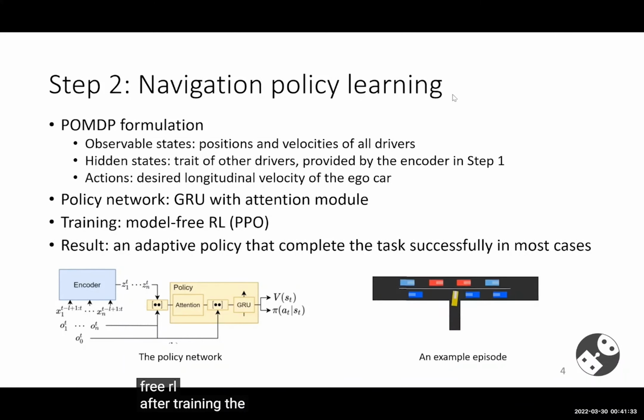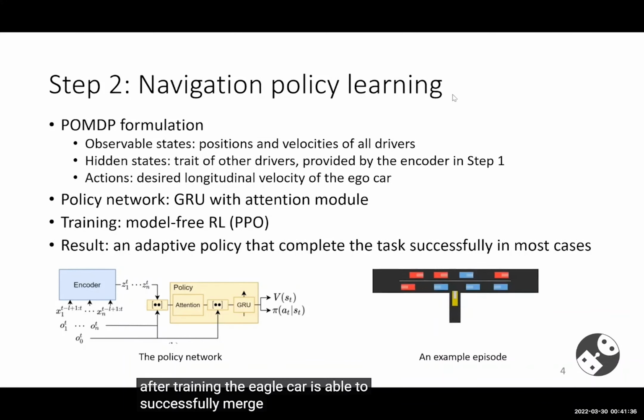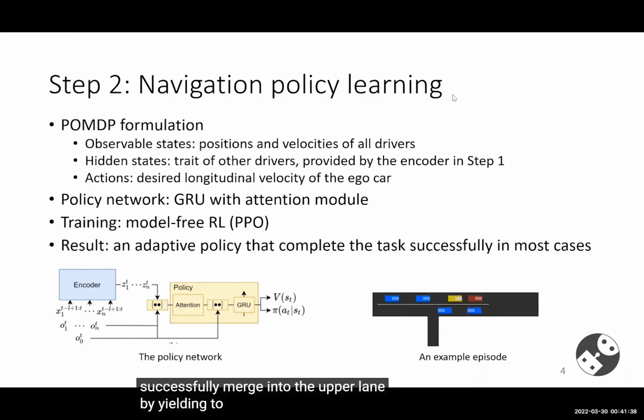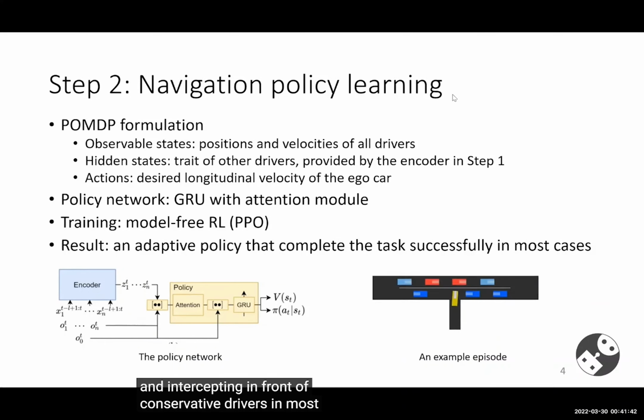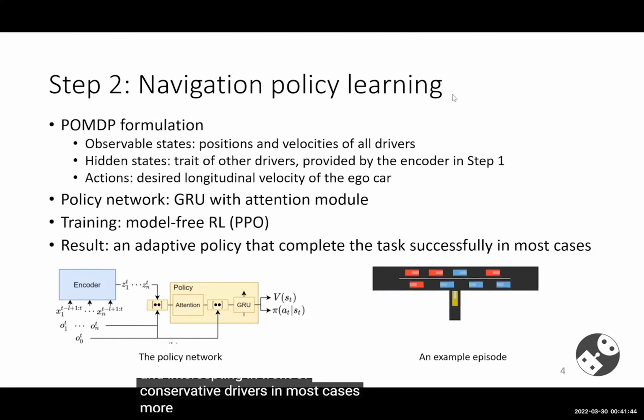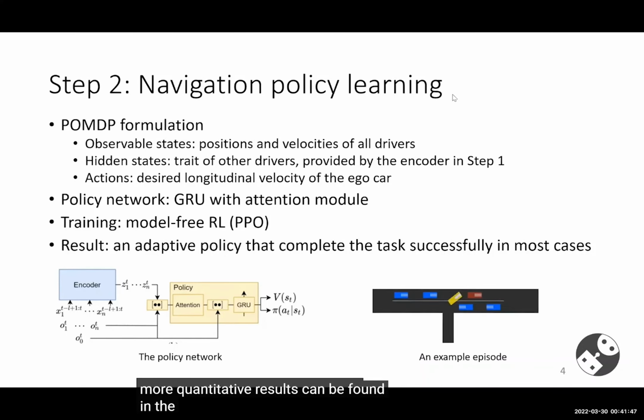After training, the ego car is able to successfully merge into the upper lane by yielding to the aggressive drivers and intercepting in front of conservative drivers in most cases. More quantitative results can be found in the paper.